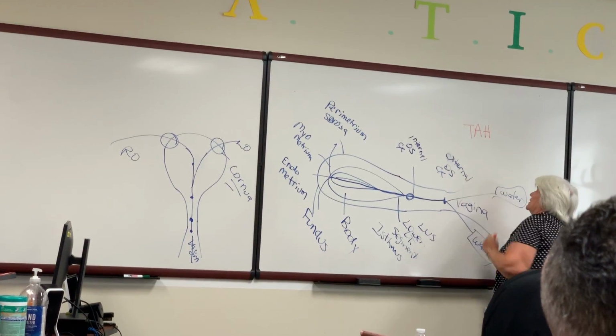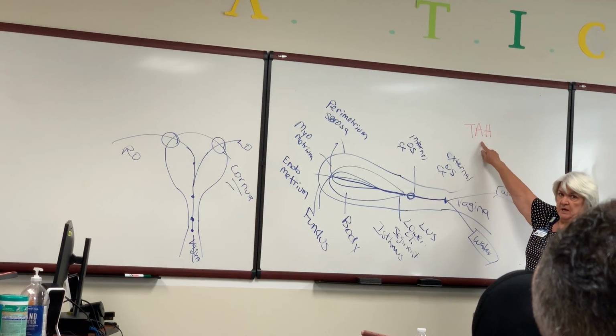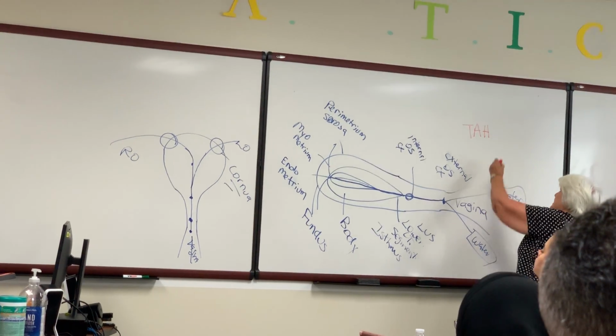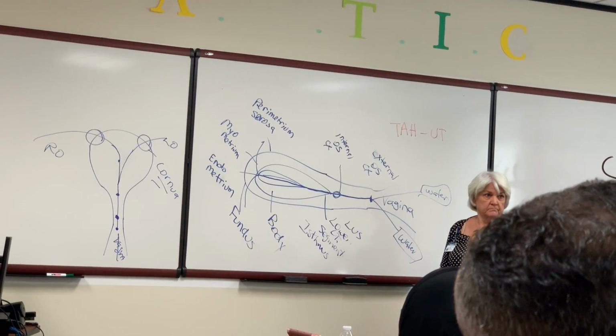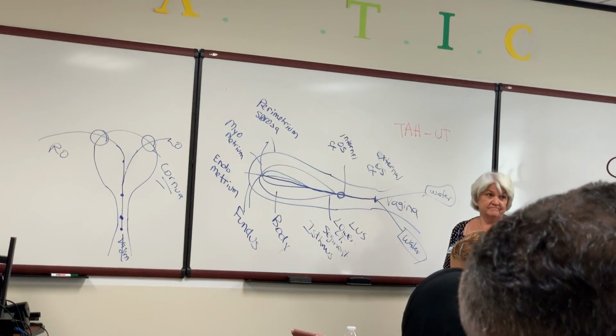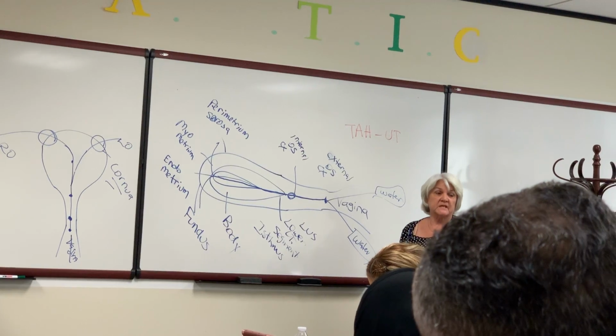TAH. Total abdominal hysterectomy. That means that you are missing your uterus. So is that the only option they have? It's the only option to save the mother's life.